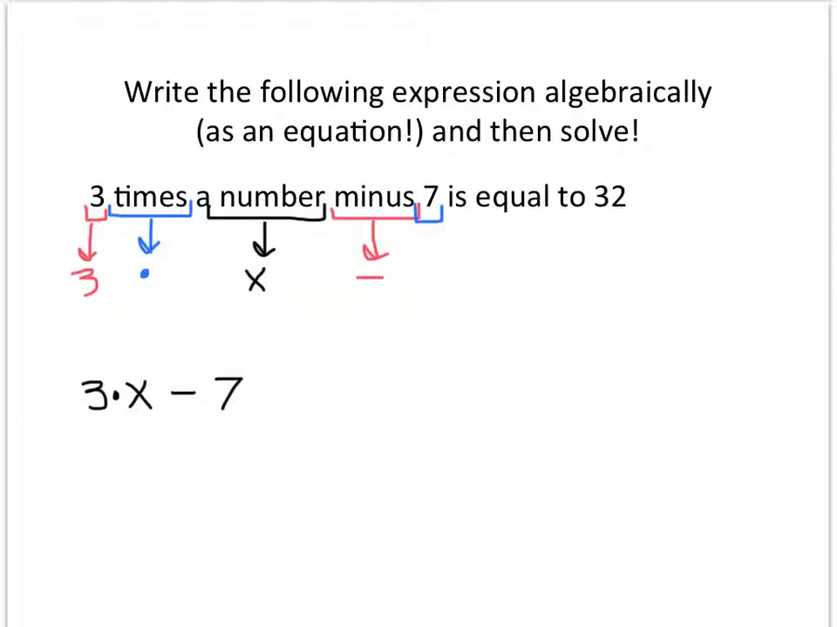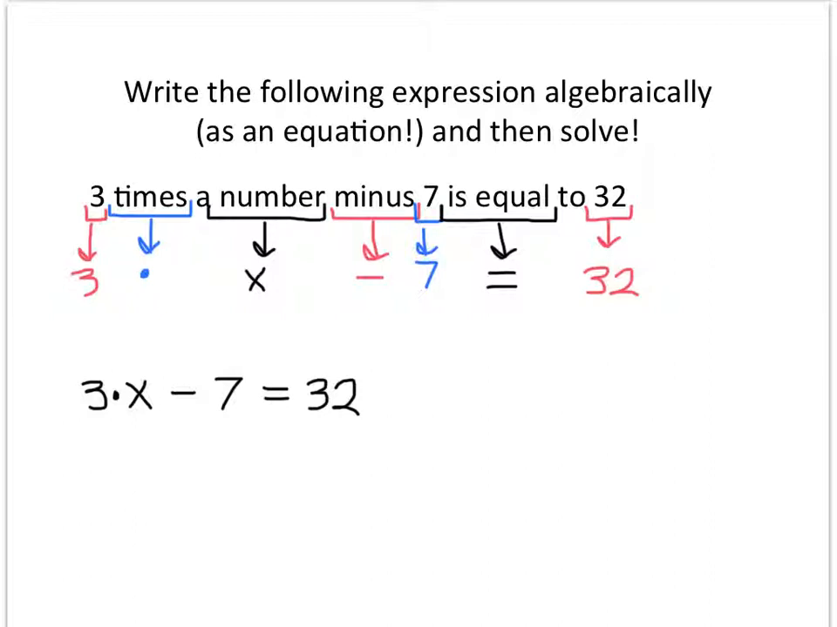And I keep just going left to right, seeing what we get here. Is equal to, that implies an equal sign. Put that 7 in here as well. So an equal sign, so 3x minus 7 is equal to, and what is it equal to? I can see that last number here is 32. So I'm left with a final equation. 3x minus 7 is equal to 32.